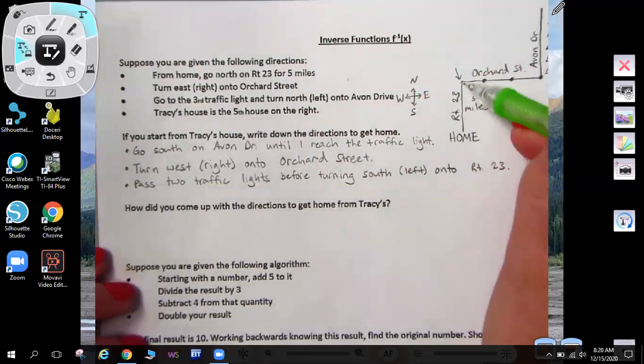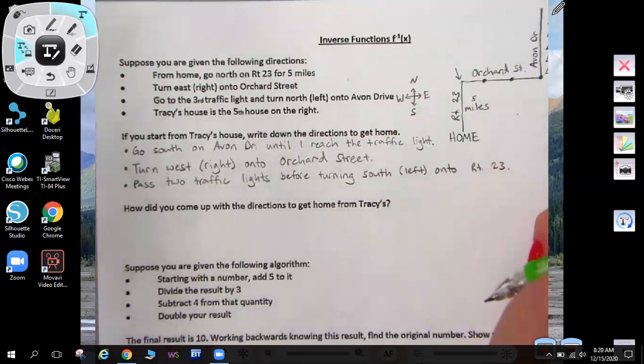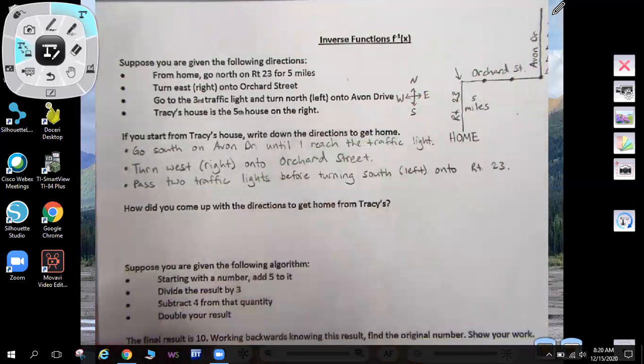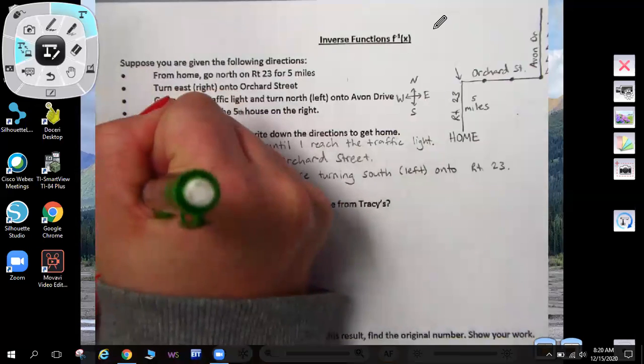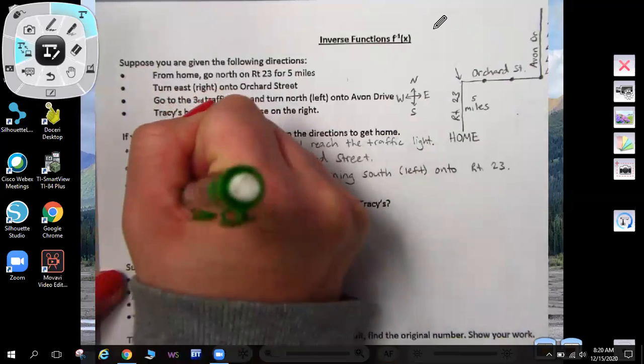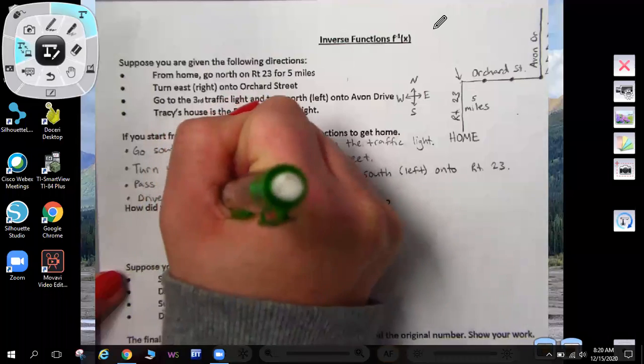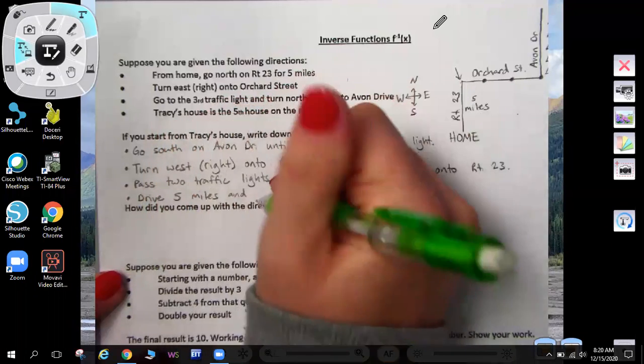Last step would just be to drive 5 miles and then arrive home. We were never told what side of the street the house is on. So all we know is that we drive 5 miles and arrive home.